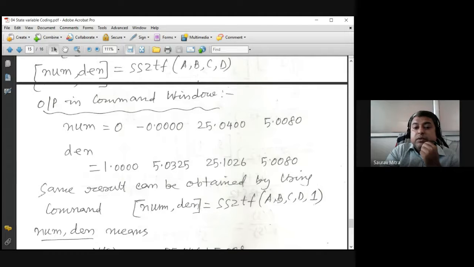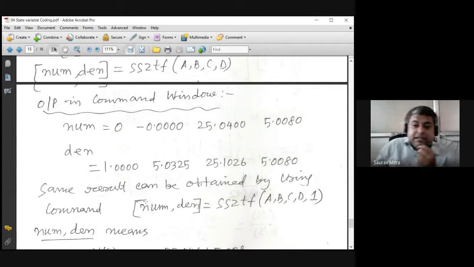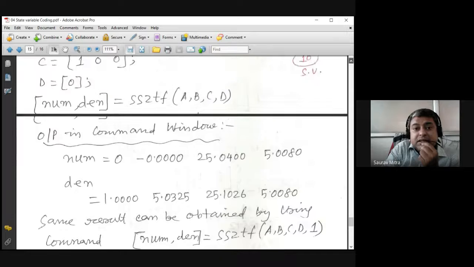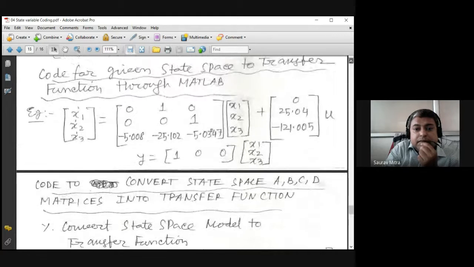Okay, this is 25.1026 into S plus 5.008 plus 5.0325 S square plus S cube. Okay, how do we understand this? Because here this 1, whatever 1 is there, is actually giving the coefficient of highest order of S in the denominator. Whatever 1 was written previously in the code, I'll tell you.